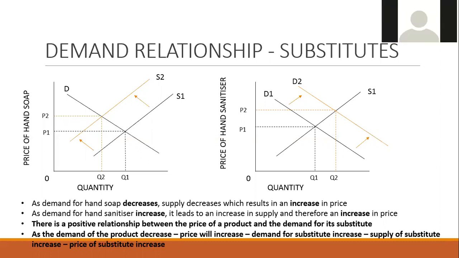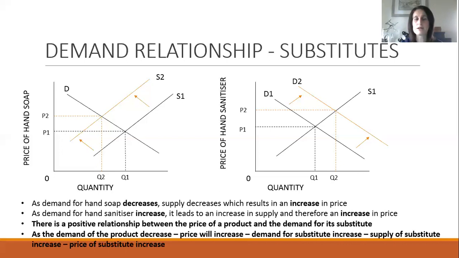So let's say they charge 10 Rand for a bottle of hand soap. They sold 10 bottles of hand soap, so they made 100 Rand. Now they're only selling 5 bottles of hand soap, but they still need to make 100 Rand to survive. So they have to increase the price of the hand soap so that they can still make 100 Rand.